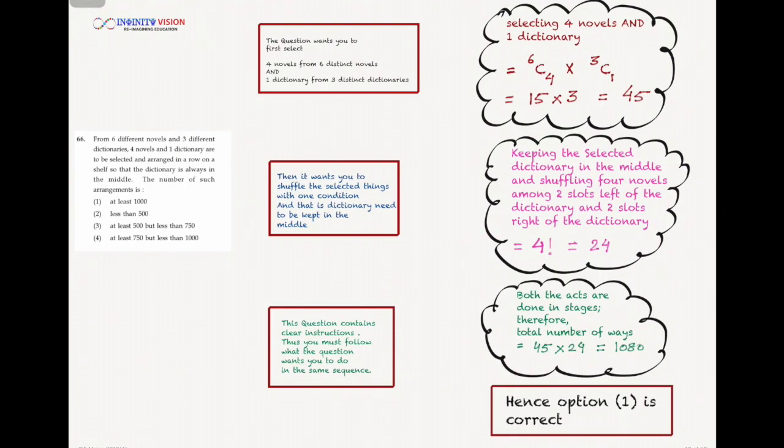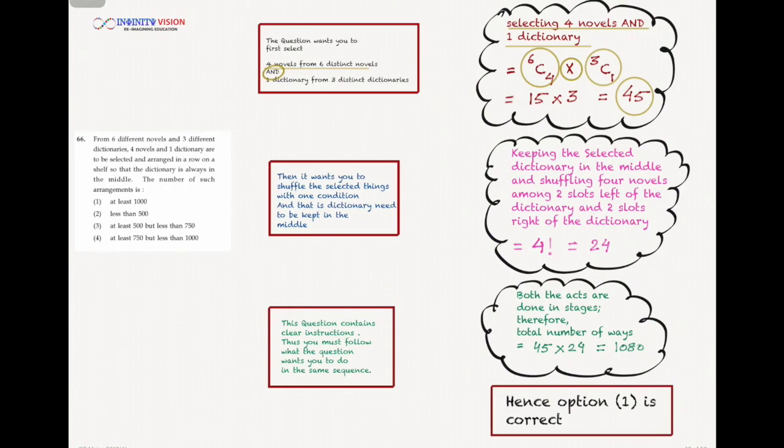So coming to the second part, we have to do the detailed analysis. As it is very clear that we have to select 4 novels and 1 dictionary, how are we going to select 4 novels? We have to select 4 novels from 6 distinct novels. It means the answer would be 6C4. Now as the word is "and", "and" would be replaced by multiplication, and we have to select 1 dictionary from 3 distinct dictionaries, so it would be 3C1. So the selection procedure would be done in 15 into 3, that is 45 ways.